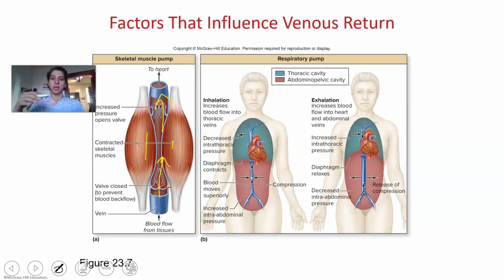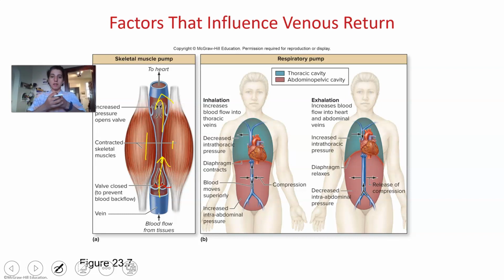And the other one is a really, really cool one. It's called the respiratory pump. And that is how we push blood through the abdominal, pelvic, and thoracic cavity back to the heart. Okay, so think about this. When we inhale, we contract the diaphragm and we flatten the diaphragm. We increase our thoracic volume, the volume in the thoracic cavity, by inhaling, right? And we decrease the volume in the abdominal pelvic cavity.